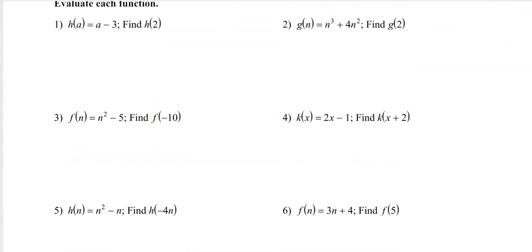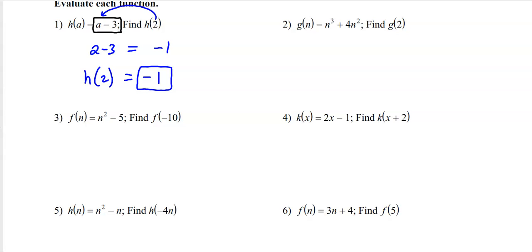So number 1, h of a. It doesn't always have to be f; it could be other letters. So we have a function, h of a equals a minus 3. This is the rule, this is what's inside the machine, and this is our input. So we need to drop the 2 in there. 2 take away 3, out pops negative 1. So h of 2 gives an answer of negative 1.